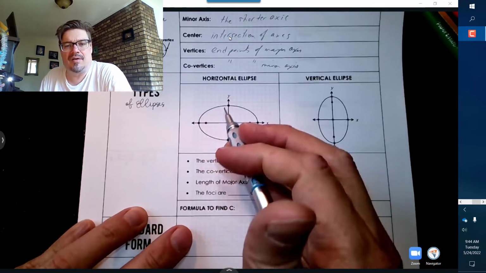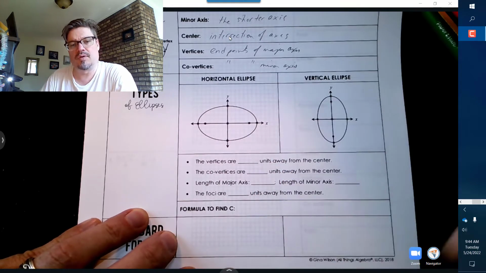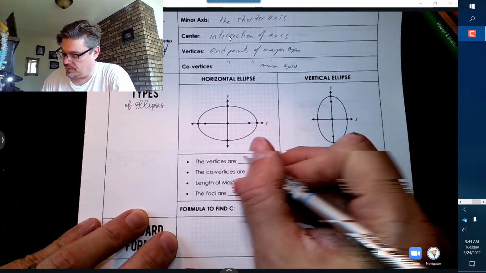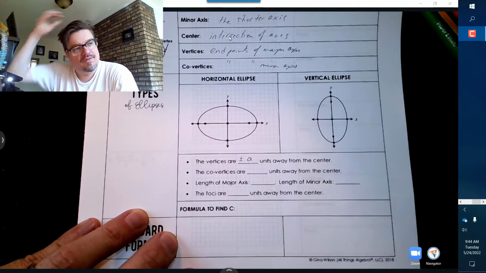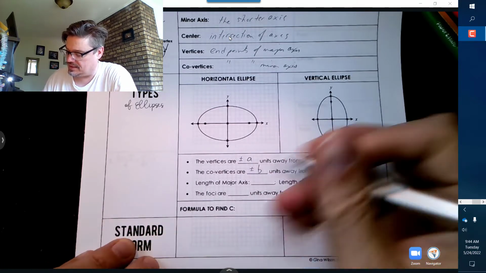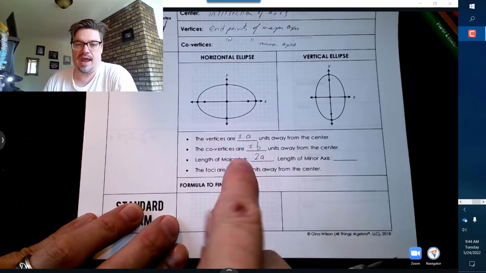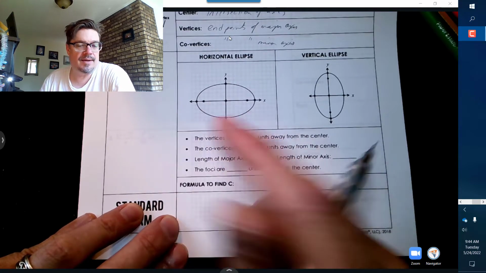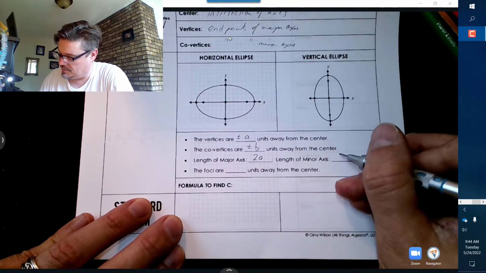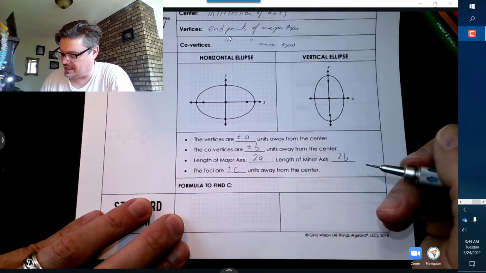Now, typically we just call horizontal means it's more kind of sat upon like this. This looks like it's more pulled upwards. And so the vertices are basically plus or minus A, and then the co-vertices are plus or minus B. We'll get into that in a second once you see the standard form. The length of the major axis is going to be 2A. So A this way, A that way. And then this guy is 2B. Then the foci is going to be plus or minus C. We'll talk about C in a second.